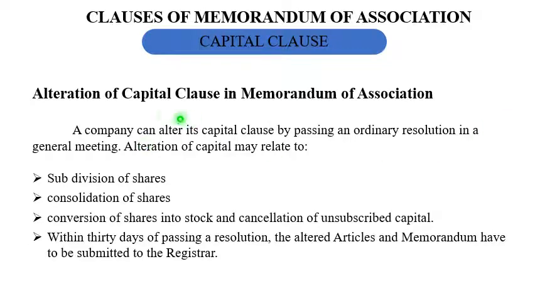Now the next one is the alteration of the capital clause. A company can alter the capital clause by passing an ordinary resolution in the general meeting. Capital may be altered for the subdivision of shares, consolidation of shares, conversion of shares into stock, and cancellation of unsubscribed capital. Within 30 days of passing a resolution, the altered articles and memorandum have to be submitted to the registrar.